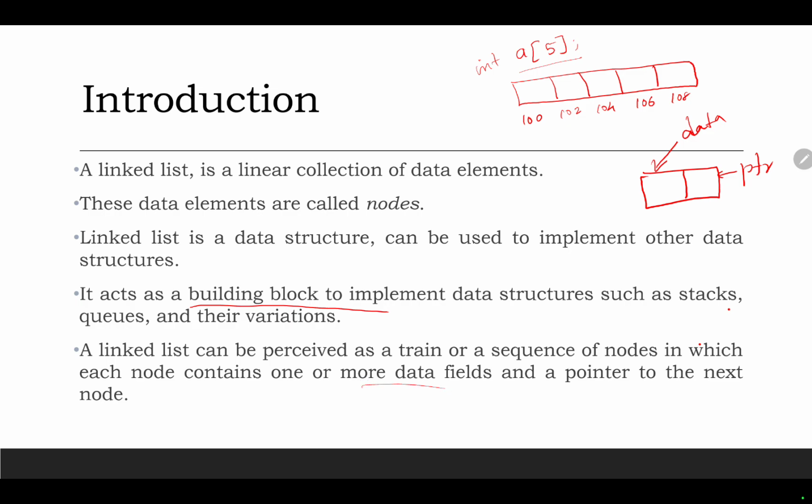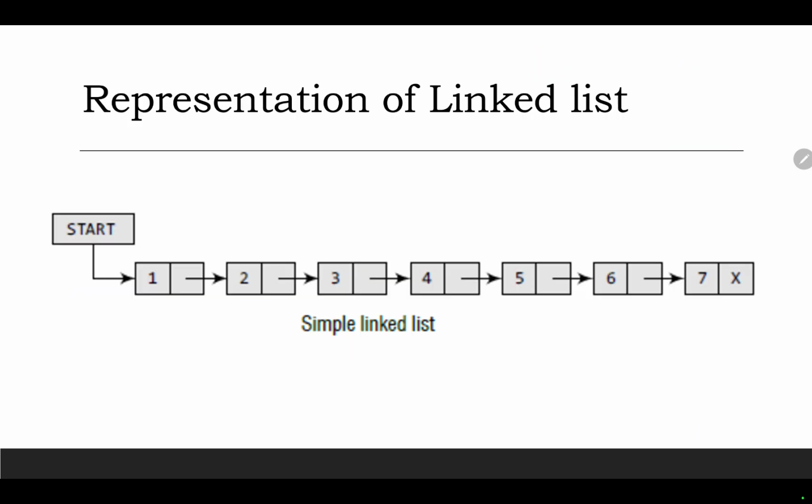Why one or more data fields? For example, if you take a priority queue, it can be implemented using the linked list concept. In a priority queue, each element contains data and priority, so we divide the node into three parts. The first part contains the data, the second part contains the priority, and the third is the pointer to the next node. That is why it is said to contain one or more data fields and the pointer to the next node.